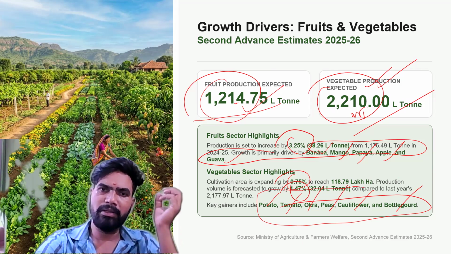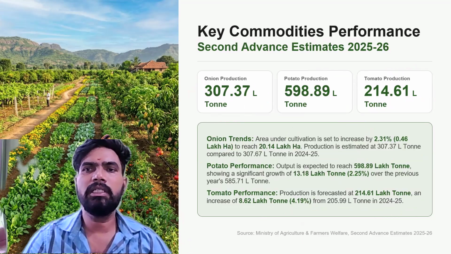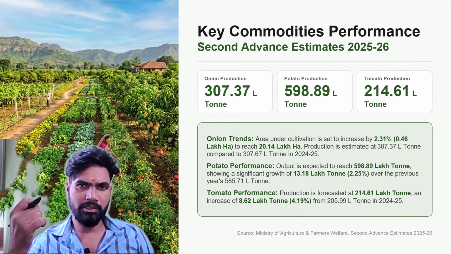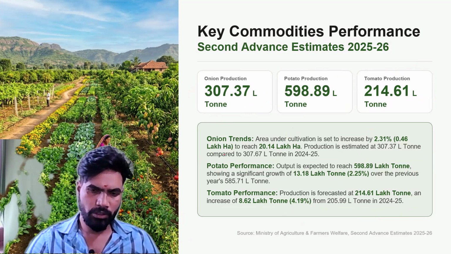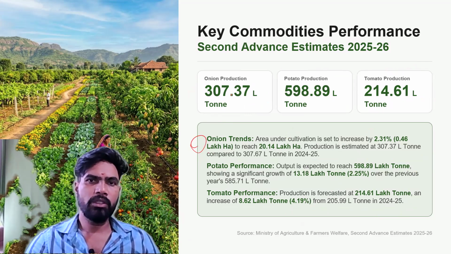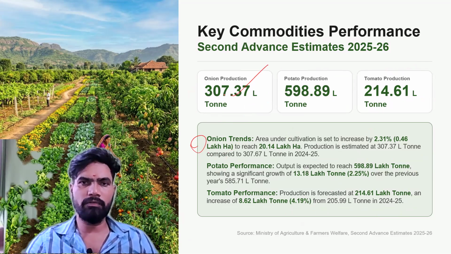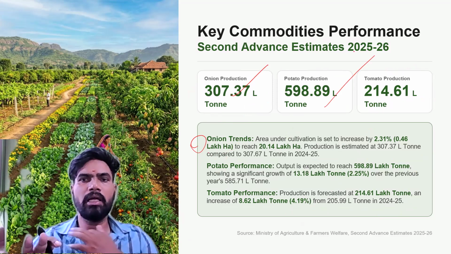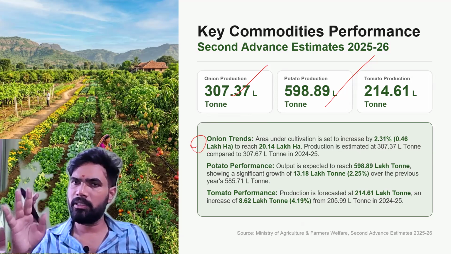Try to remember them. Trends are very, very important. Then we will see the other commodities and how they have driven the horticulture sector. Onion production is expected to reach 307.37 lakh tons, or 30 million tons roughly. Potato production is expected to reach 598, so roughly 600 lakh tons or 60 million tons.